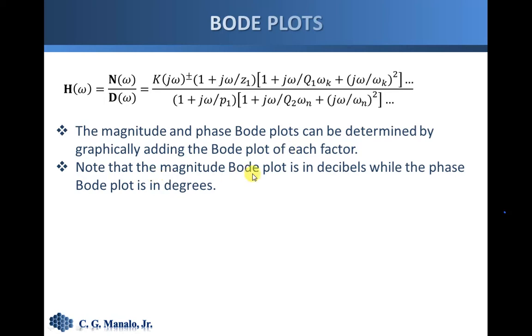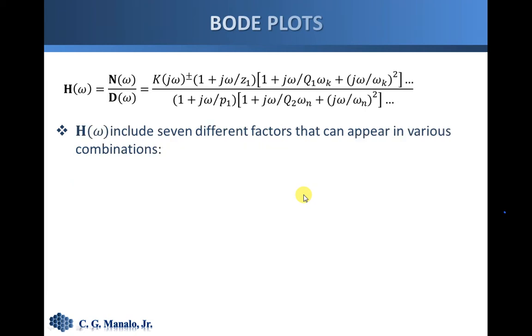Again, note that the magnitude Bode plot will be in decibels, while the phase angle will be in degrees. So, what are these factors? We will define 7 factors that appear in various combinations. For example, one factor could be simply a constant gain k.